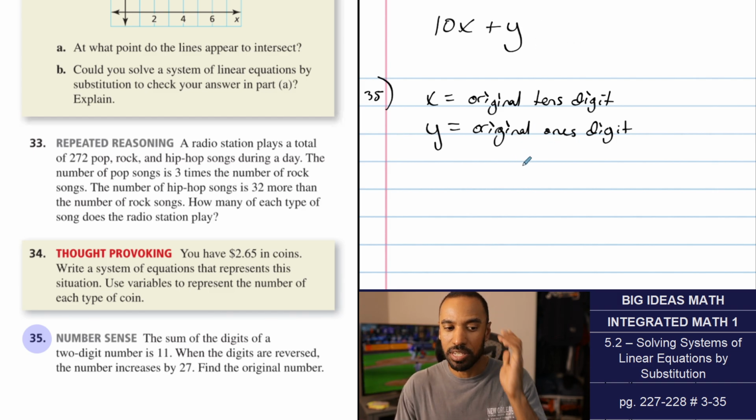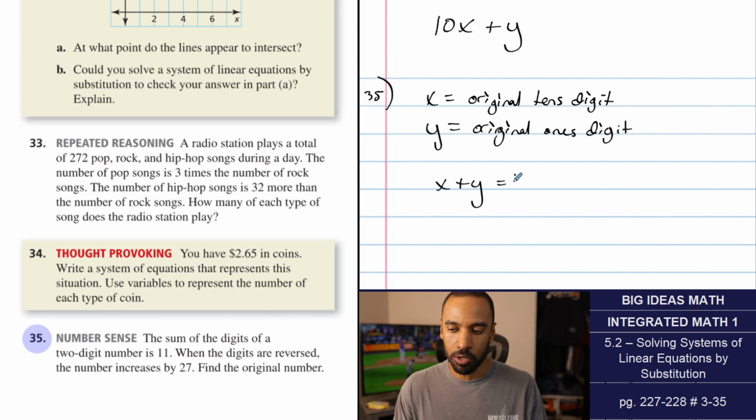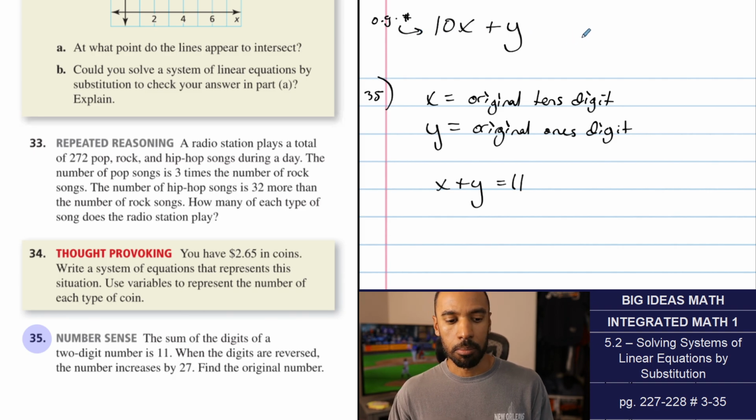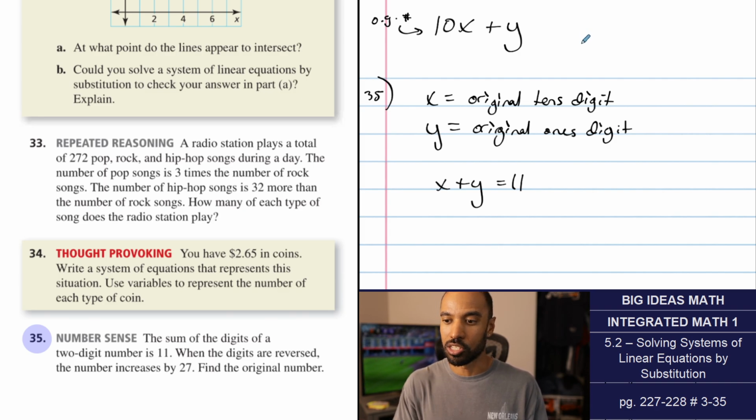Now it says the sum of the digits is 11. So x plus y equals 11. Oh, I don't know if we had to do anything for the... Oh, this will just be the original number. OG number. I thought we had to do something with the equation there. I take it back. When the digits are reversed, the number increases by 27. Oh, okay, yeah, this does matter here.